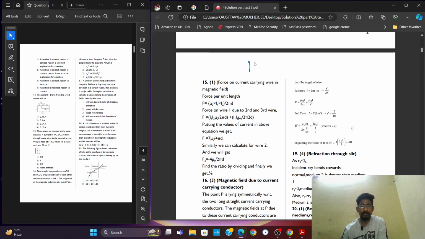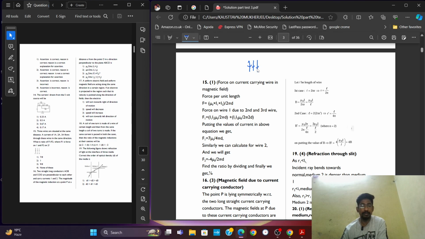First of all, the picture looks like this. This is 1 ampere, 2 ampere, and 3 ampere. We have to calculate the force acting on this one and the force acting on this one, and then calculate the ratio of F1 and F2.